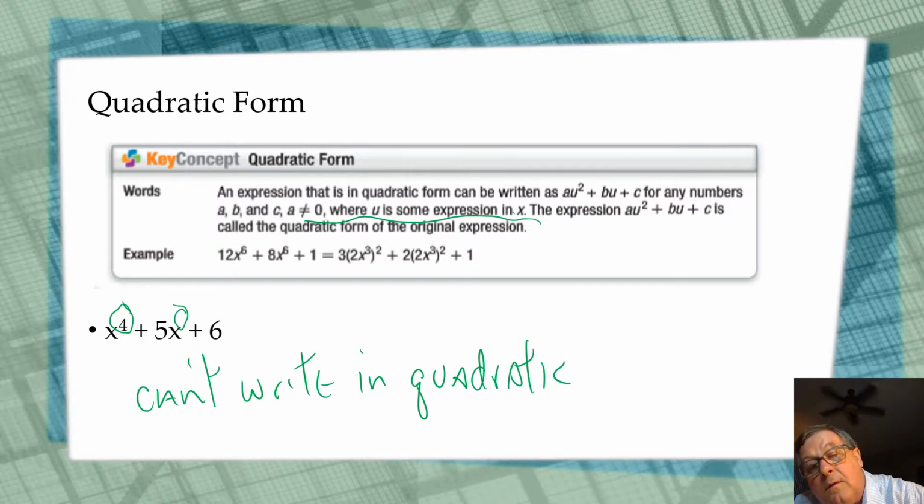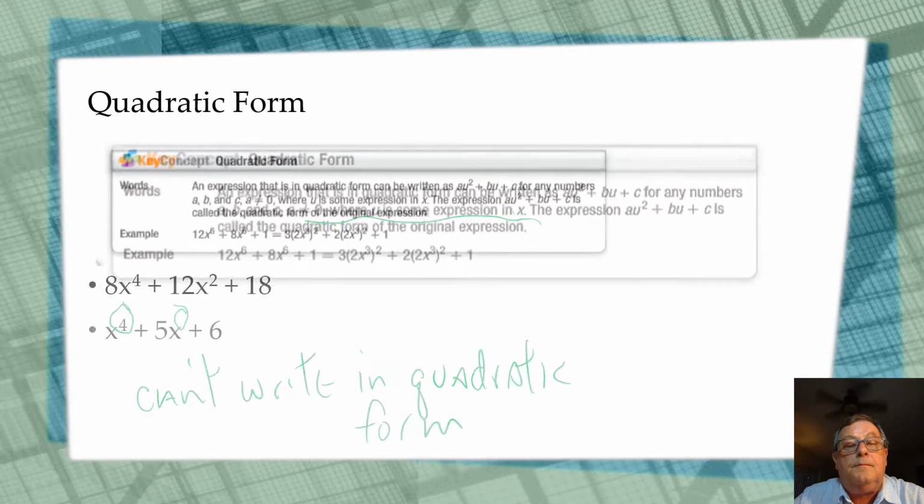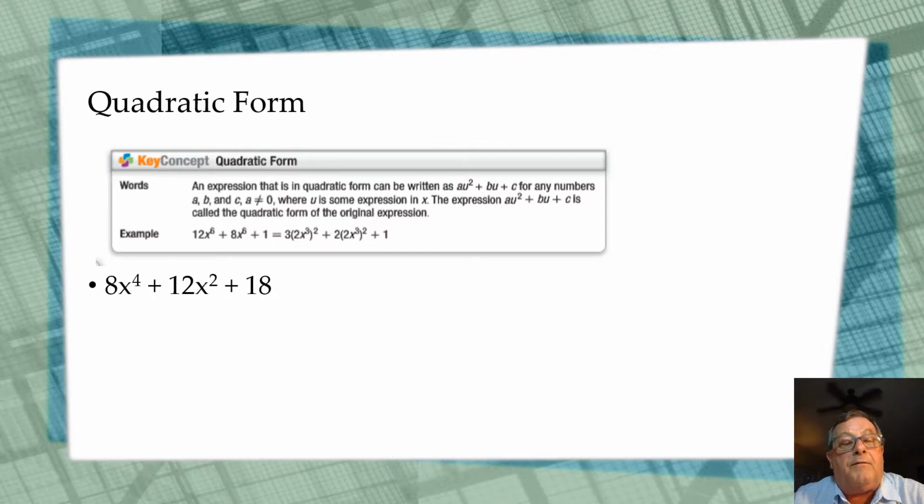But guess what? We're going to look at one we can. Let's do that. All right, so here I've got 8x to the fourth plus 12x squared plus 18, and you notice here I got an exponent of 4, I got an exponent of 2. The exponent of my second term is half as large as the exponent of my leading term, or in other words, the exponent of my leading term is twice as large as the exponent of the middle term. Now let's think about this.